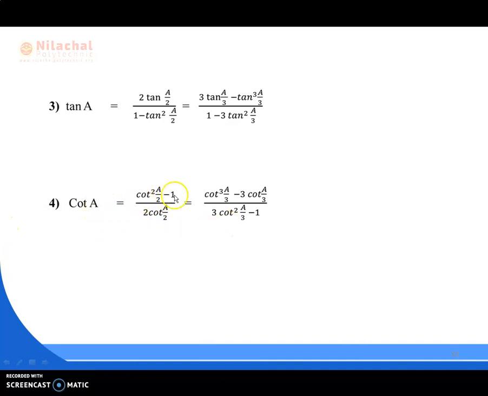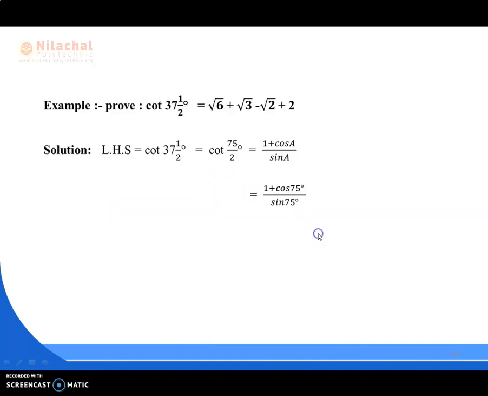The cot 2a formula is cot square a minus 1 by 2 cot a. That means if instead of 2a we just write a, then instead of a we just write a by 2 everywhere. We know the cot 3a formula: cot cube a minus 3 cot a by 3 cot square a minus 1. Instead of 3a, if you write a, then instead of a we just write a by 3 everywhere. Okay, let's see.